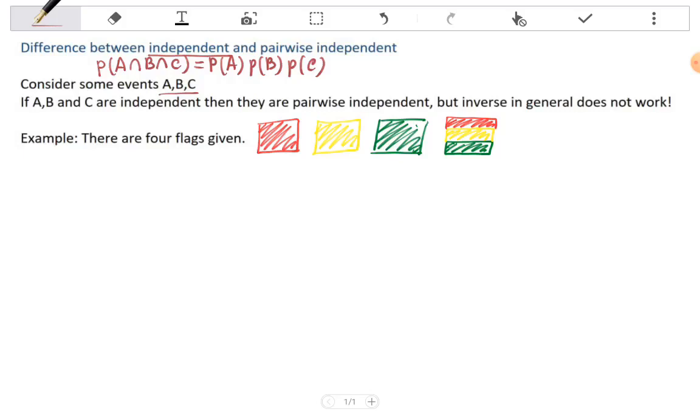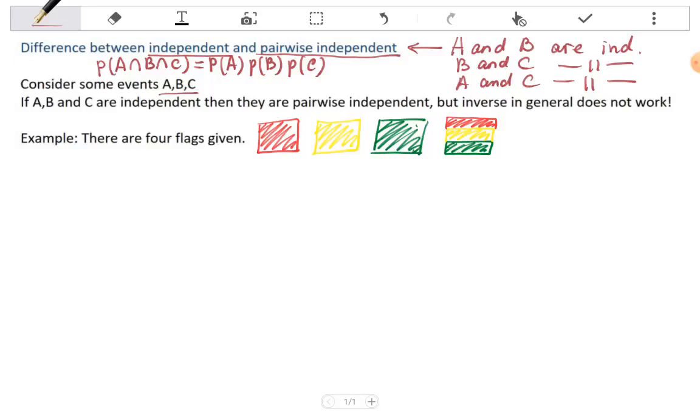What does it mean, pairwise independent? This means that A and B are independent, B and C, A and C. And sometimes people use this to prove that 3 events are independent. It's not in fact correct. If we check these 3, we cannot conclude that these 3 events are independent.